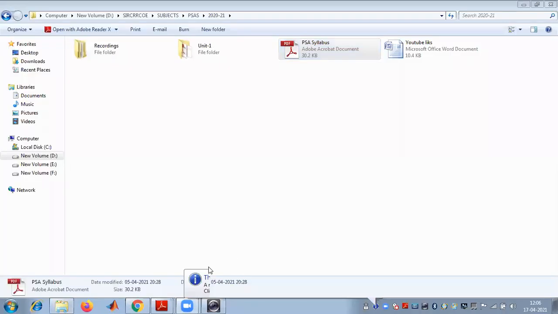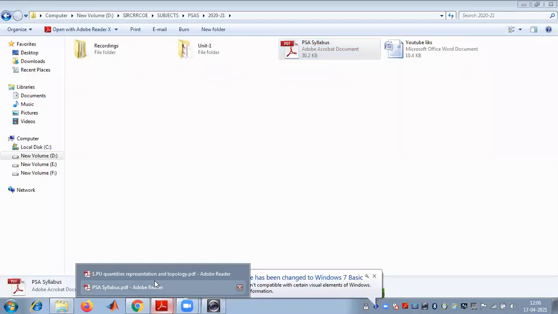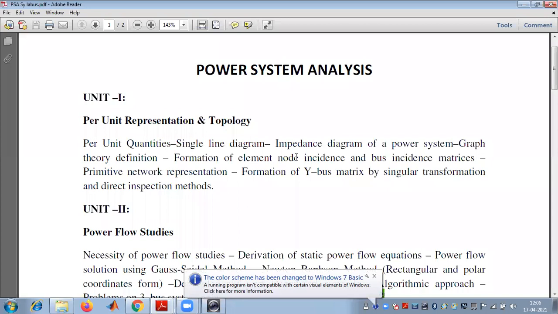And preferably, my sincere suggestion is that you please try to maintain a syllabus copy with you so that you will see whether all the topics are covered in the sessions or not, right? So that is my request. Please go through that. Now I'm going to share my screen here. Now please see here, power system analysis.